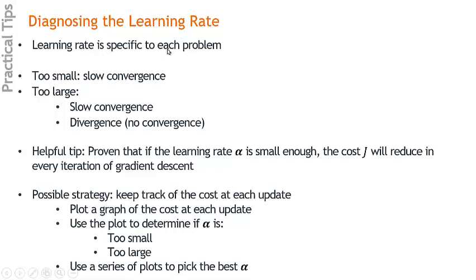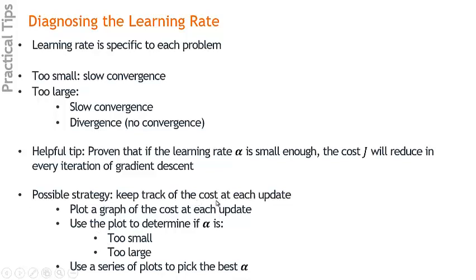The learning rate is specific to each problem. It can be too small, it can be too large. And you can tell by plotting the progress of the objective function as a function of iteration. And we'll see that on the next slide. So if the learning rate is small enough, the cost will reduce in every iteration, and it will converge eventually. But you want to make sure it doesn't converge too slowly.